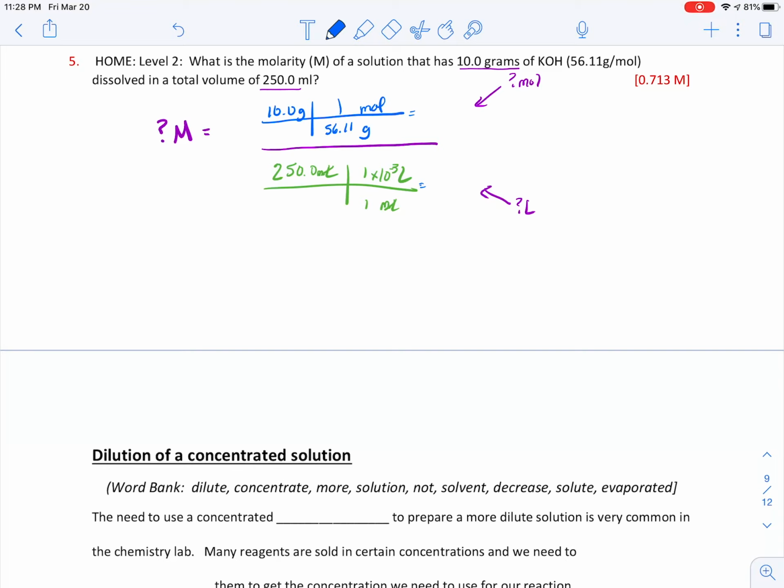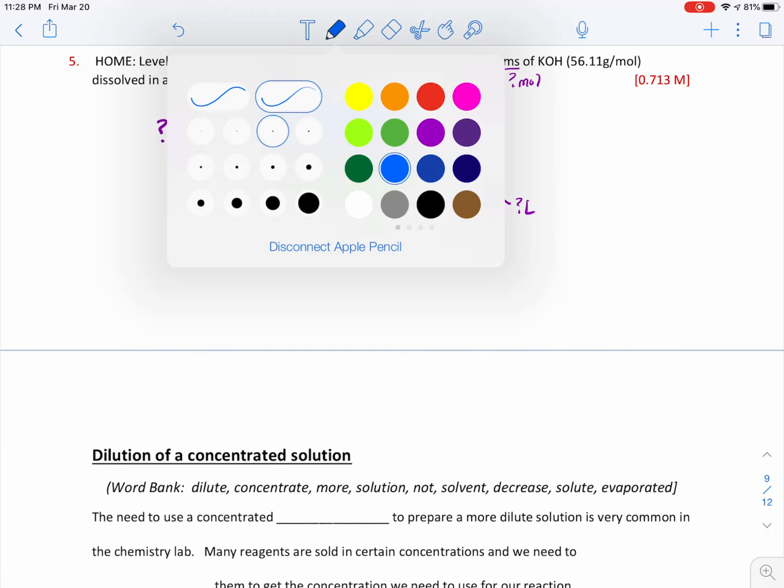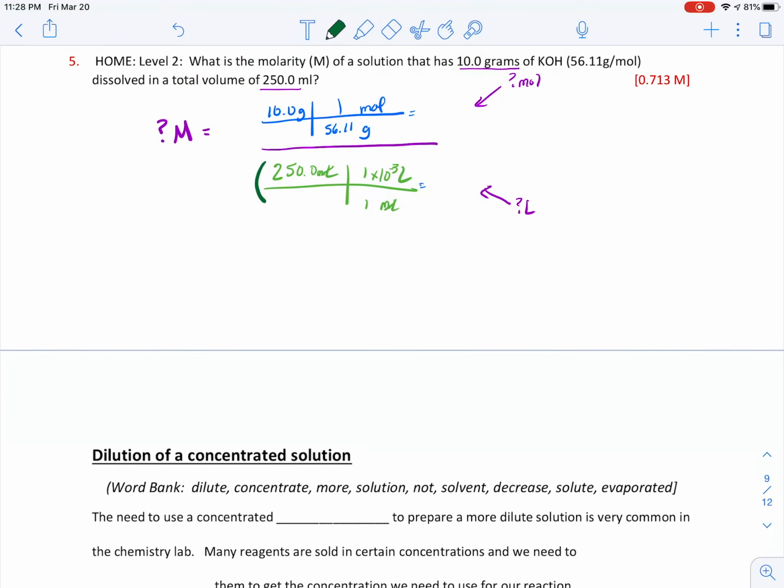Now, if you want to do the top, the blue one, and solve it and get a number, and then if you want to do the green part and solve it and get a number and then divide, totally fine. I was just trying to give you a different perspective on things. You also can put all this in your calculator. If you do that, you need to make sure that you write this with a parentheses around it.